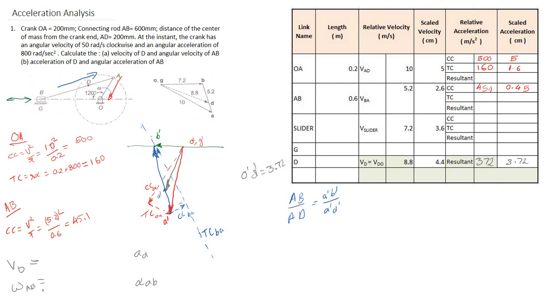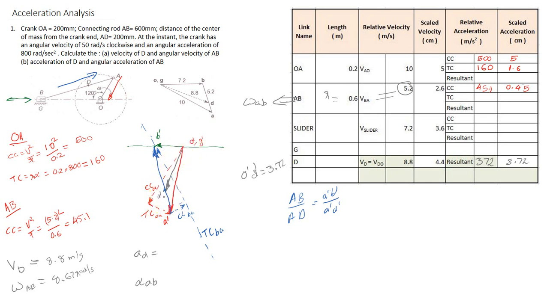Next, we have already calculated the velocity of D, and that is equal to 8.8 meter per second. And omega AB is found by taking this velocity value. V is equal to r omega, where the value of v is 5.2 and r is 0.6. From this you will get omega AB, and the value of omega AB will be equal to 8.67 radians per second.